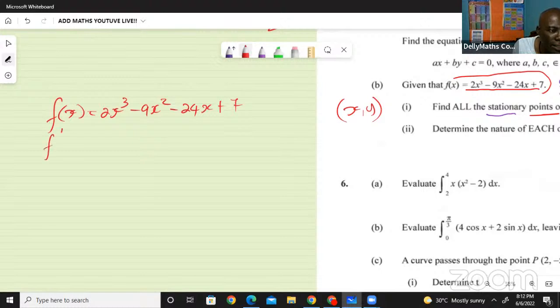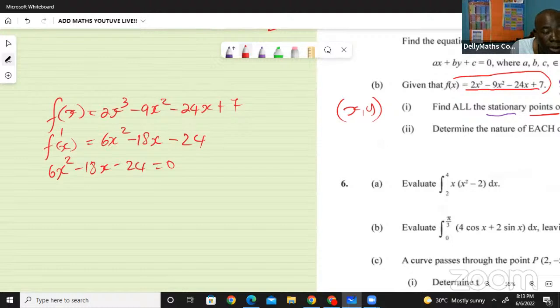And I'm going to take the derivative, using that little notation. The derivative now is going to be, work with me, 3 times 2 is 6x squared, subtract 1 from the power, minus 18x minus 24. This is my derivative right there. I want you to understand that at a stationary point, my derivative is 0. So now I'm going to say 6x squared minus 18x minus 24 is equal to 0.